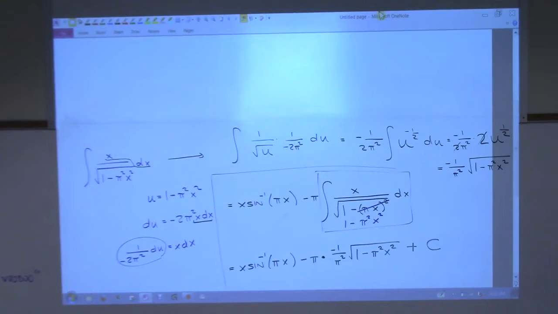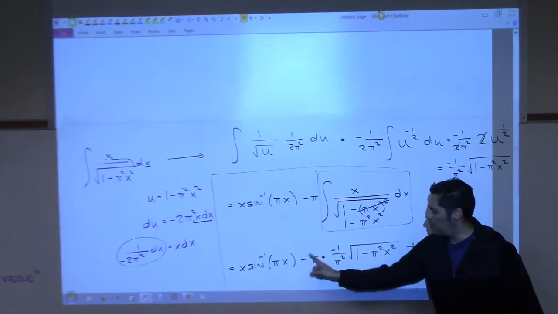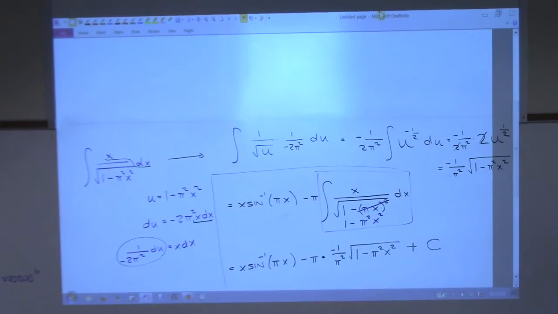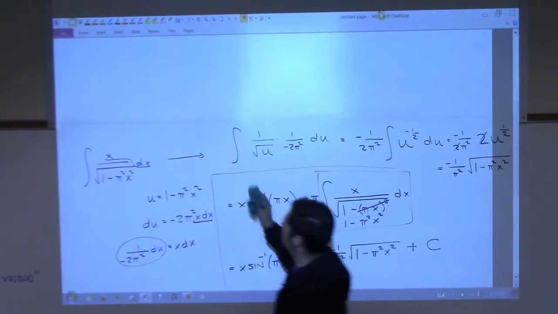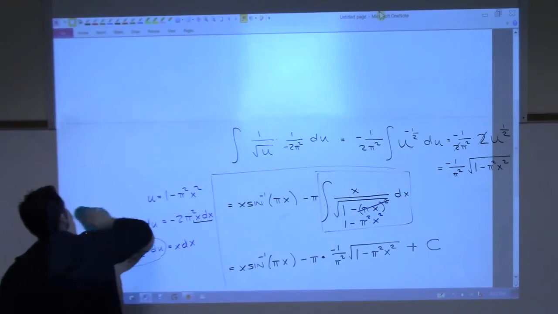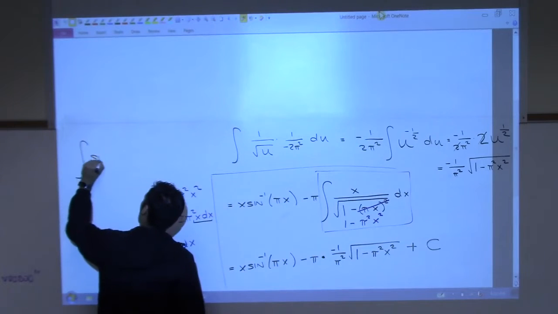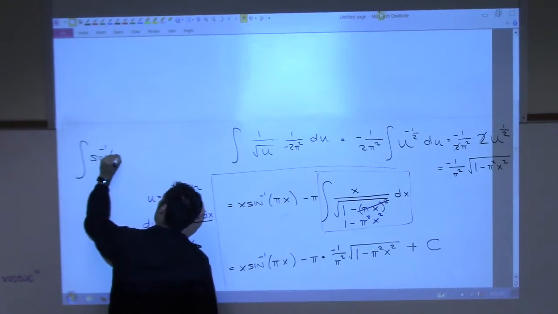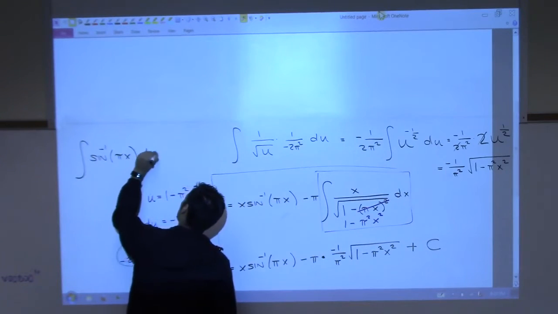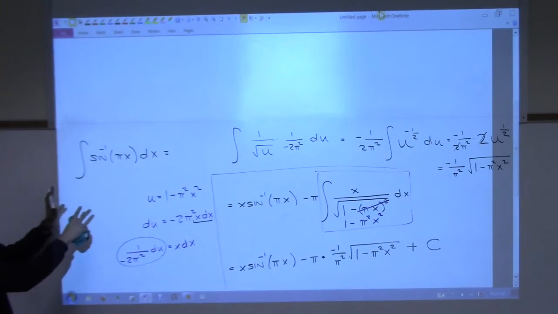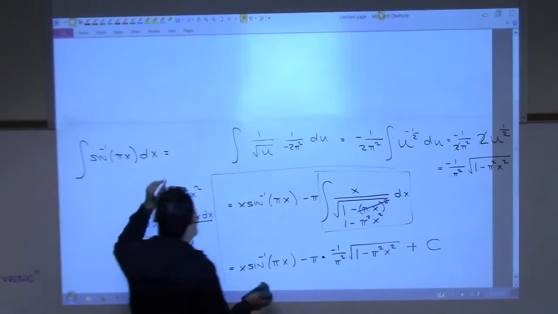Guess there's one more thing we can do. This will become a plus, and then a pi and a pi cancel, so we're there. So the antiderivative of arc sine of pi x, which just looks so gentle and nice, right? Turns out to be this.